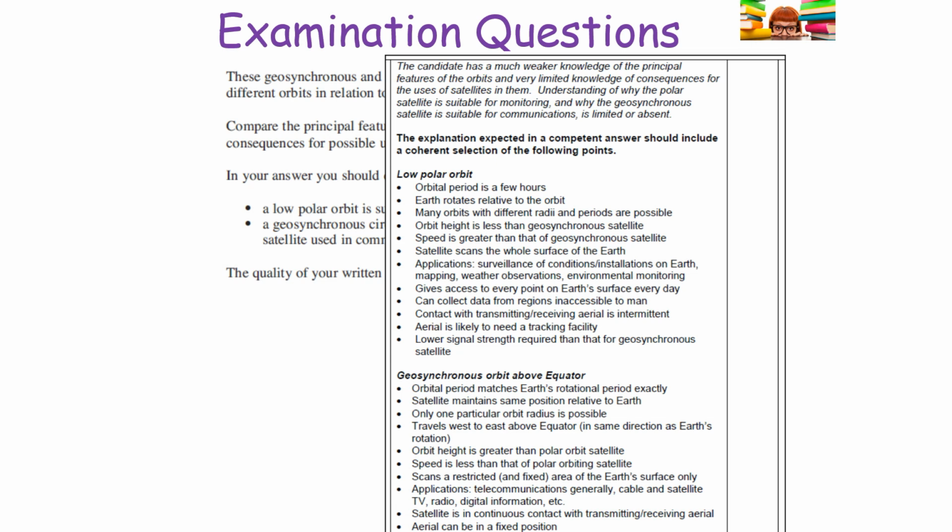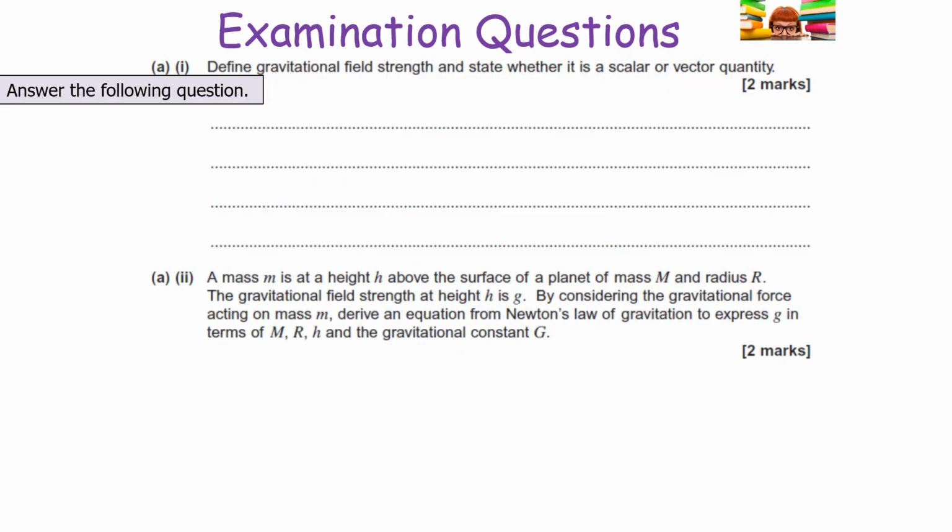Now the satellite would therefore be in continuous contact with the transmitting and receiving aerial, so it's going to be in a fixed position because it's always in the same position above the surface of the Earth. So it's important that you can compare and contrast the two orbits, so you need to learn your key facts about each one. Now, next question.